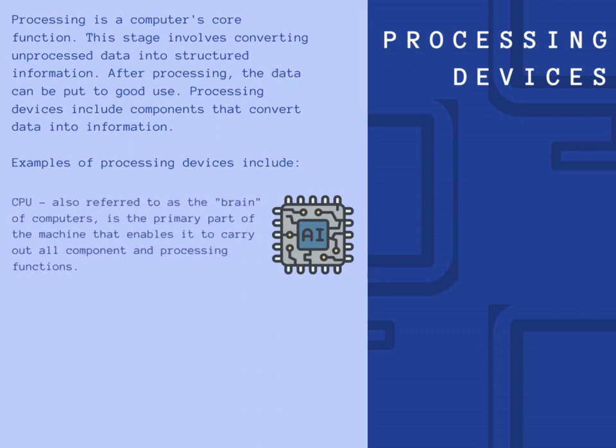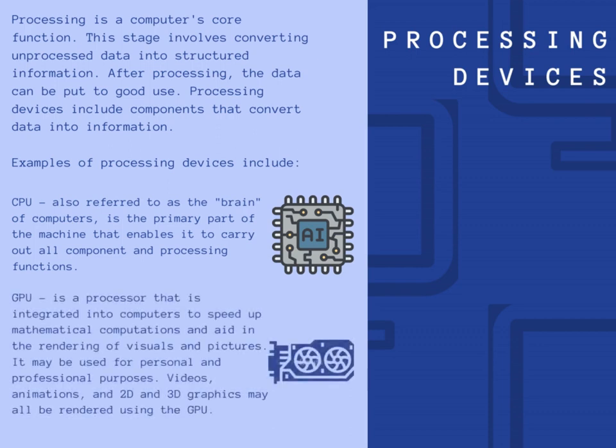Examples of processing devices include the CPU, also referred to as the brain of computers. It's the primary part of the machine that enables it to carry out all components and processing functions. The GPU is a processor that is integrated into computers to speed up mathematical computations and aid in the rendering of visuals and pictures. It may be used for personal and conventional purposes. Videos, animations, and 2D and 3D graphics may all be rendered using the GPU.